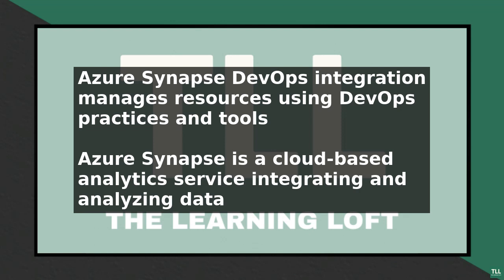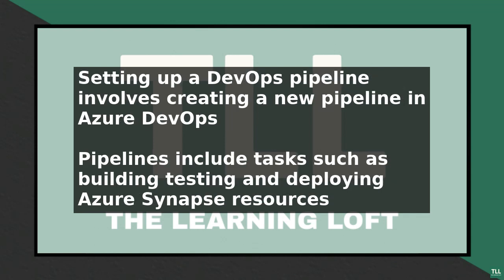The first step in Azure Synapse DevOps integration is to set up a DevOps pipeline. This involves creating a new pipeline in Azure DevOps and selecting the repository that contains the Azure Synapse code. The pipeline should include tasks such as building, testing, and deploying the Azure Synapse resources.